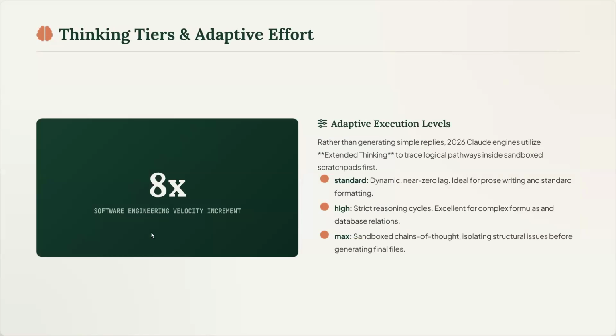And the thinking tiers, we have three thinking tiers as well, which are standard, high, and max. The thinking tiers are how the AI model, or how Claude, thinks regarding your matter or the subject that you're asking him about.